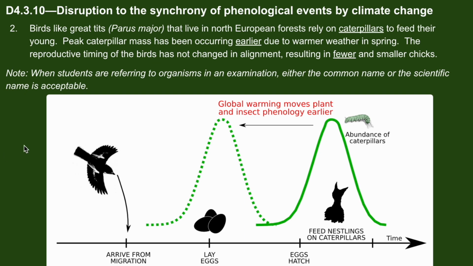Okay, a second example of that are birds like great tits that live in northern European forests. They rely on caterpillars to feed their young, and peak caterpillar mass has been occurring earlier due to warmer weather in the spring. But the reproductive timing of the birds hasn't changed in alignment, and we're seeing fewer and smaller chicks.